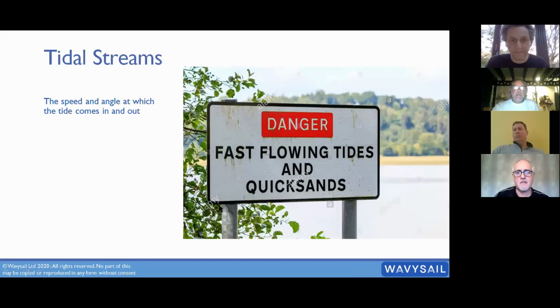This is an Alamy photograph, but I love it. So give them credit where credit's due: fast flowing tides and quicksands. I think it says it all with the amount of water flow.